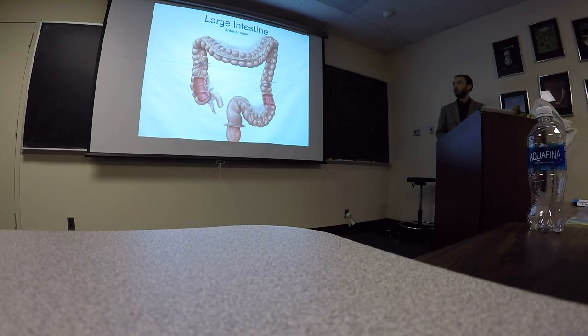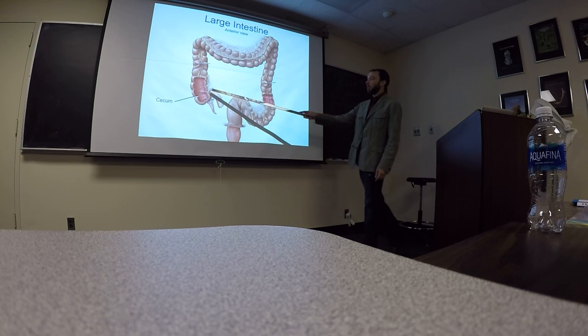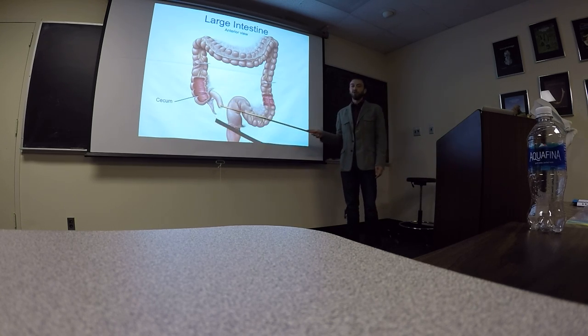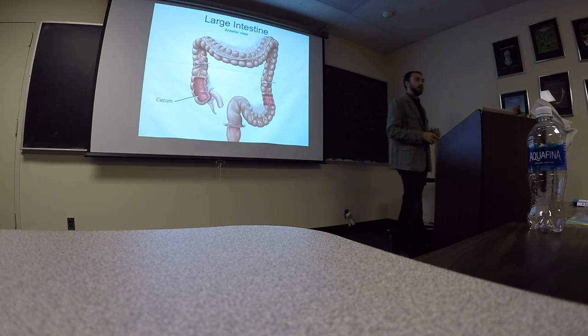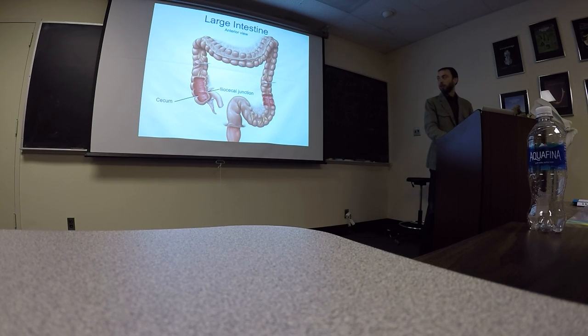If we pluck out the large intestine so we can see the parts that were hidden in the corners of the abdominal cavity, we can see a few more structures. The beginning of the large intestine is this blind pouch here called the cecum. This is the area that's going to be attached to the small intestine. And this is called the ileocecal junction, where the ileum attaches with the cecum.